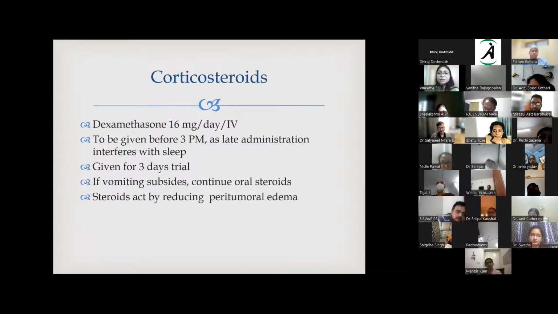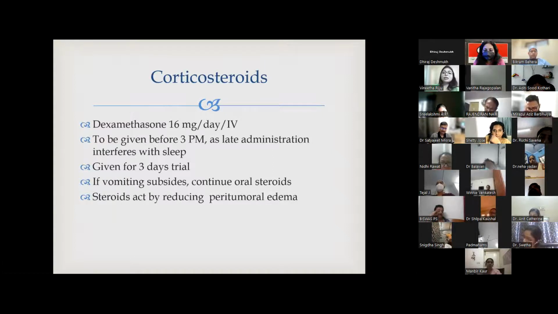Corticosteroids, dexamethasone 16 milligram per day IV, and it is better to be given before 3 p.m. And you can give it for a trial of 3 days or 4 days. And if vomiting subsides, you continue it with oral steroids. Steroids act by reducing the peritumoral edema.